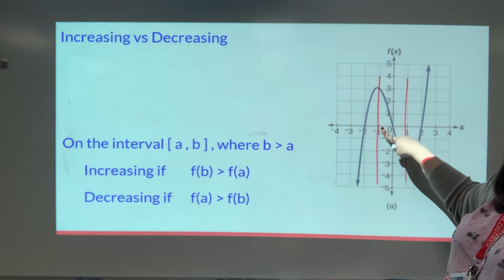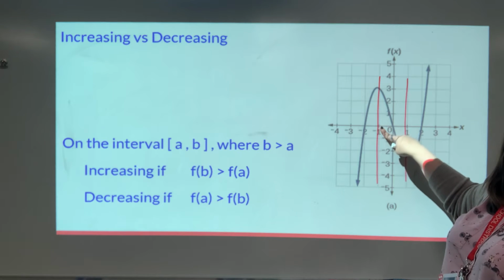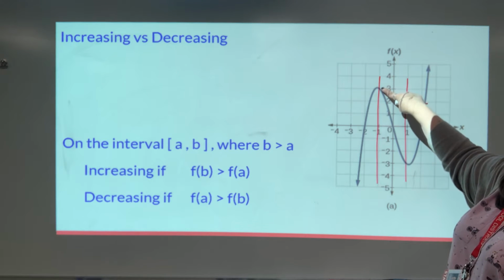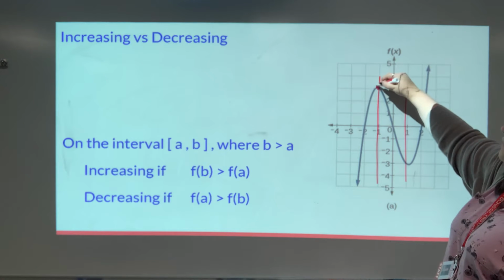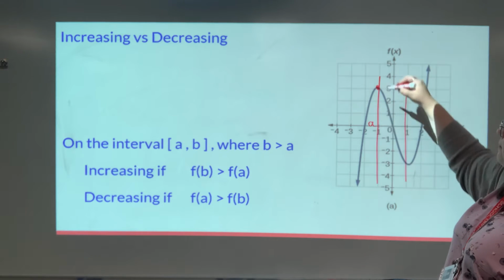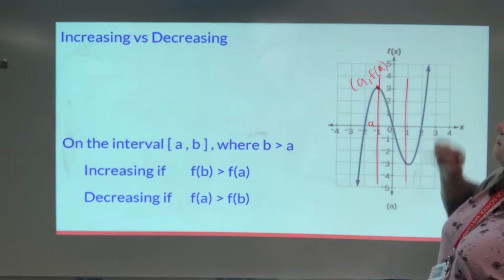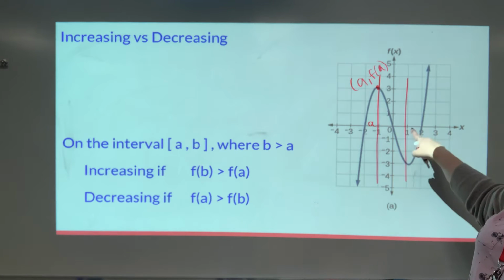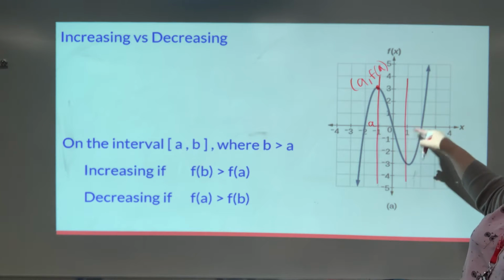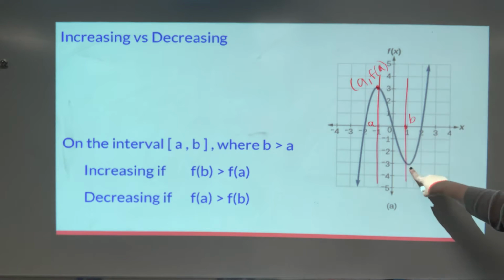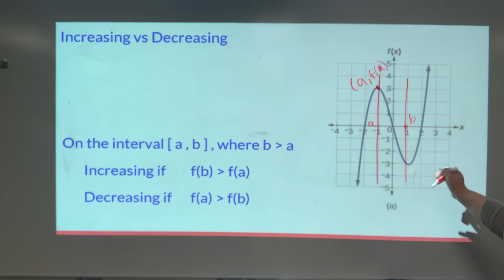So when I have my interval at -1, is my function positive at -1? Yes, it is, because it's up here above the x-axis, right? So up here, I'm just going to call this A. So this point would have to be A, F of A. And down here is the other side of the interval, B. When my function hits here, it is down here. So this point, I could just call B, F of B.